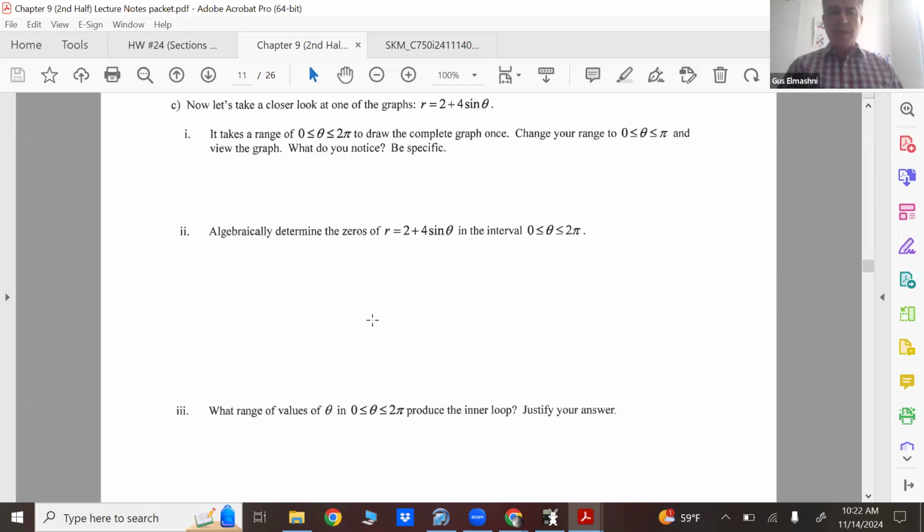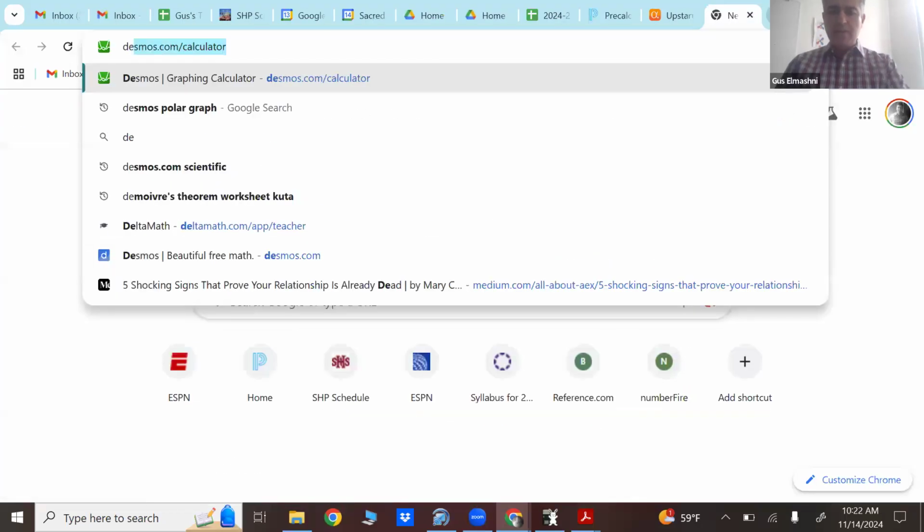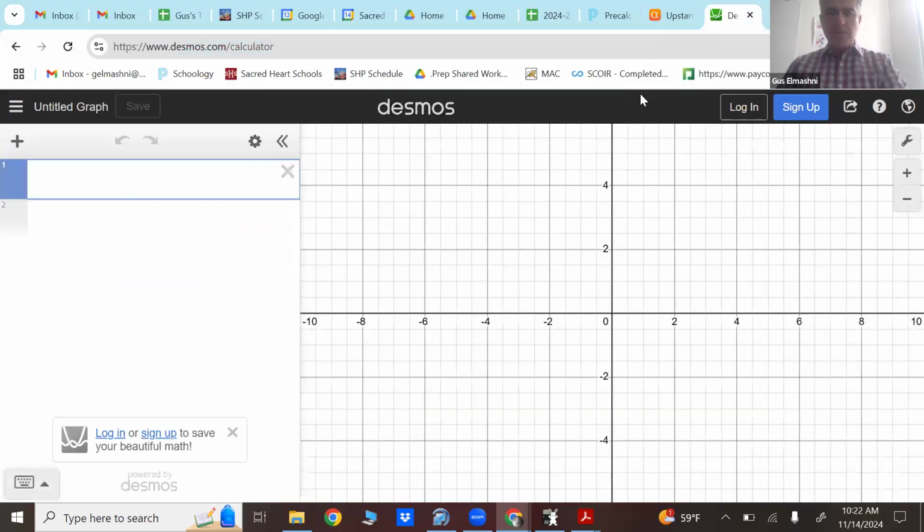So let's take a look at 2 plus 4 sine theta. Okay. So if we look at a range from 0 to 2 pi, draw one complete graph, change the range to 0 to pi, view the graph. What do you notice? So let's go back to that graph one more time. So Desmos is our friend, right? Desmos is our best friend when we're doing stuff.